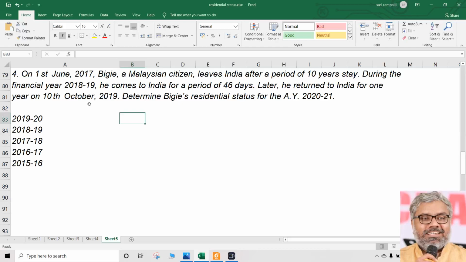Okay, during the previous year he came. When did he come? On 10th of October. That means we can calculate how many days during the previous year he has stayed. In October, how many days are there? Totally 31. He came on 10th of October, so 10th of October is to be included also. So how many days are there in October? 22. 9 days he was not here. 10th day he came. So 31 minus 9 is 22 days he stayed in the month of October. Isn't it? That is October month.